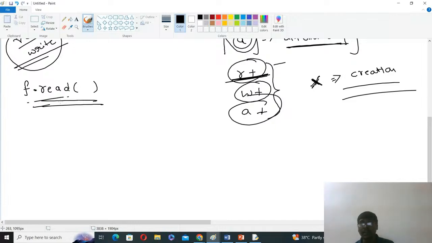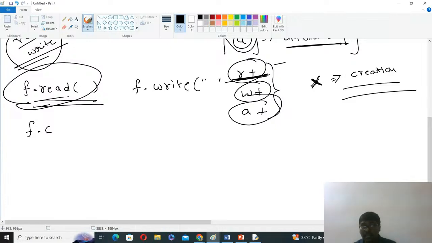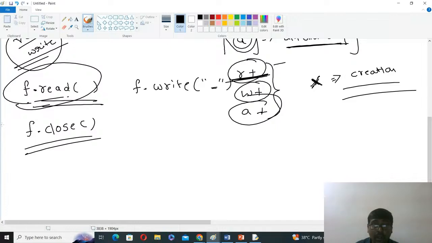If you want to close, after reading completion, you write f.close. Here, f.write is where you are writing some information; anyway, I will explain that later. For closing, the method name is f.close.